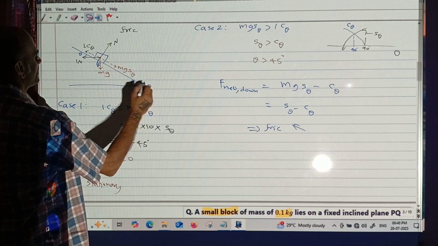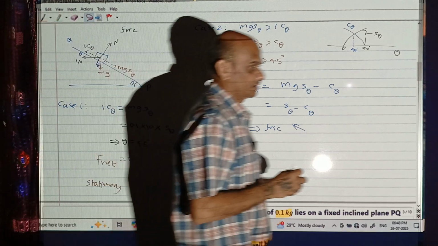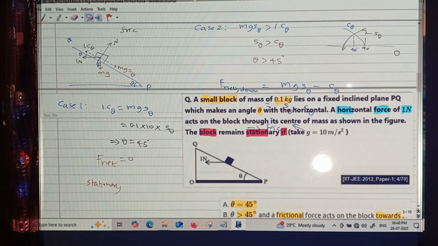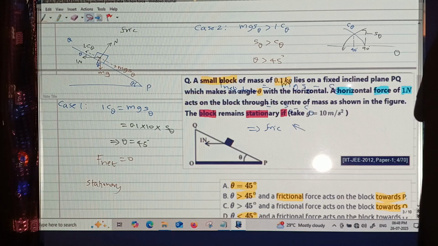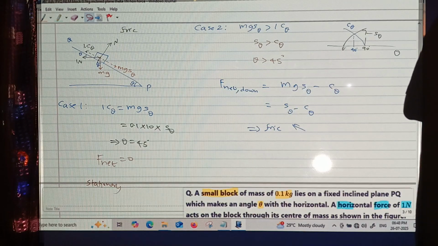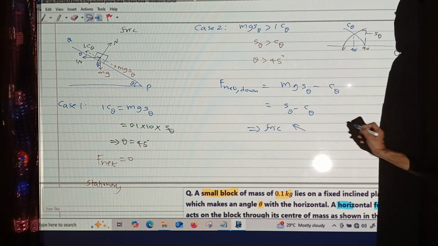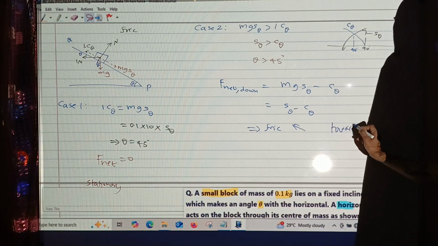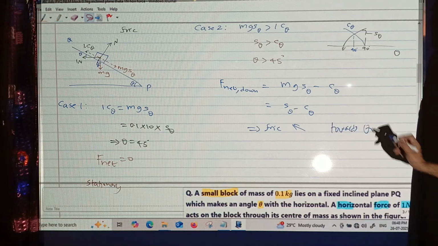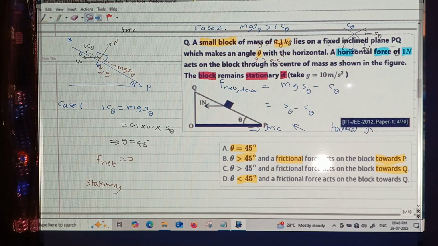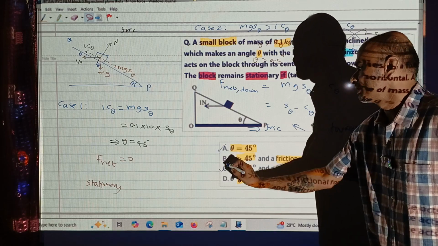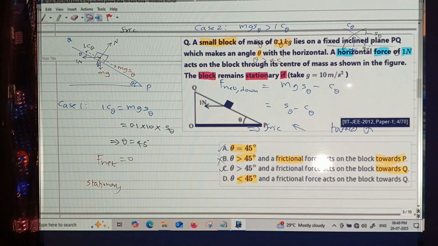This point is given as P, and this point is given as Q in the question. In the question they have mentioned the lower point as P, upper point as Q. So in this case too, the friction force is towards Q. So this is theta greater than 45 degrees. When theta is greater than 45 degrees, the friction force acts on the block towards Q. So C is the correct option. A is true, we already checked. B is not true, because if C is true, B is not true.